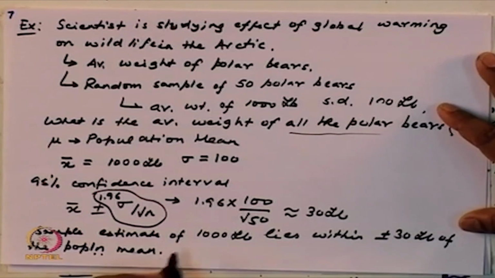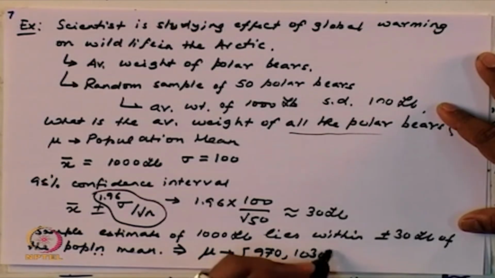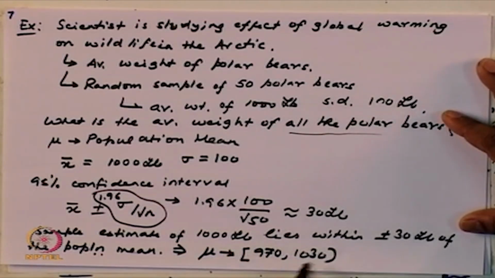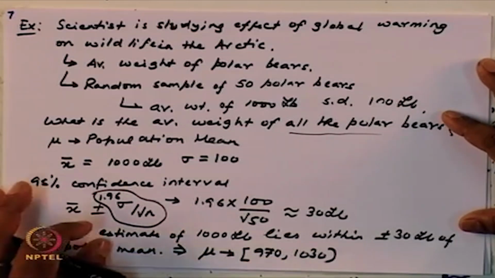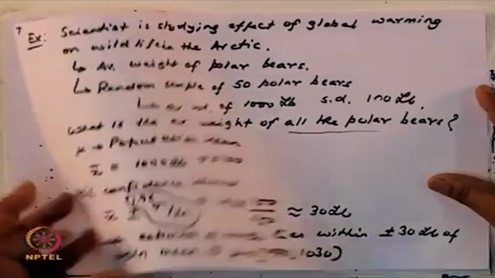So, the population mean must lie between 970 and 1030 pounds. With 95% confidence, you can say that the mean is going to be lying between this and this. So, what exactly does this 95% confidence interval mean?